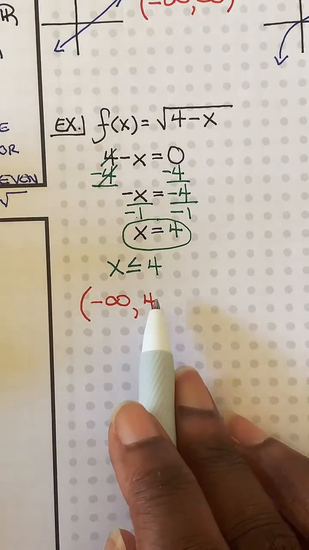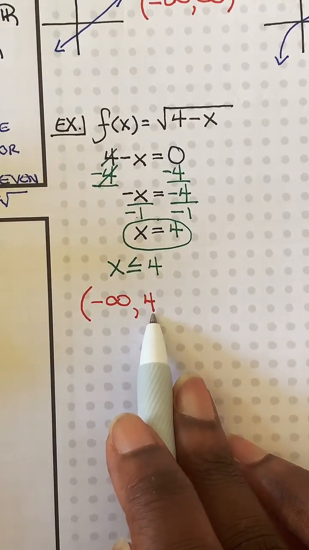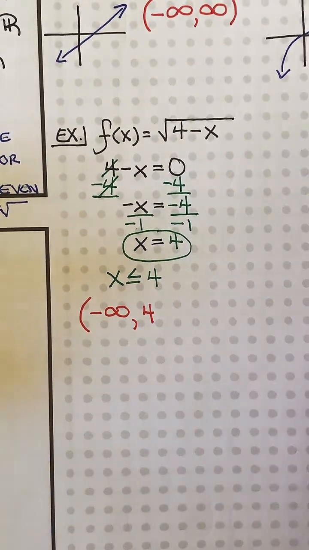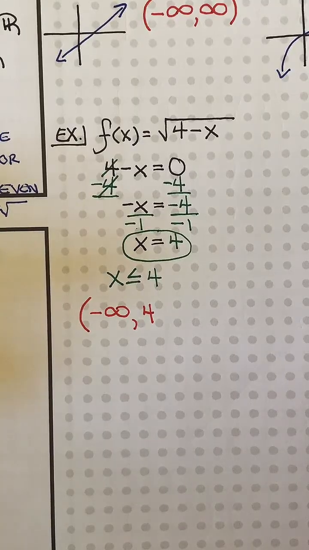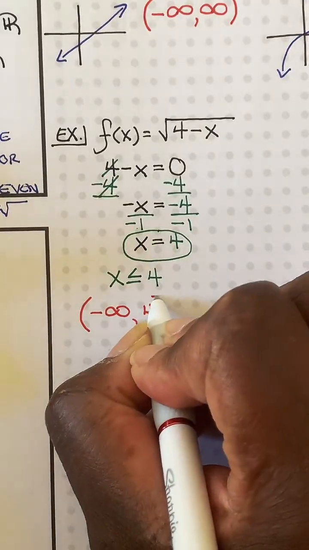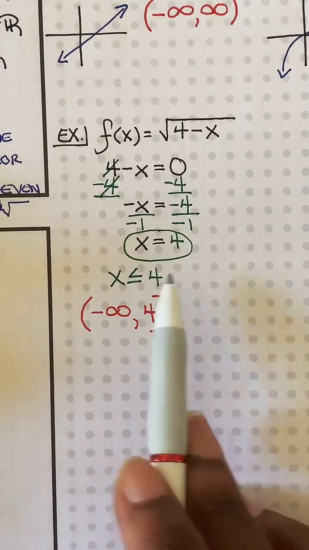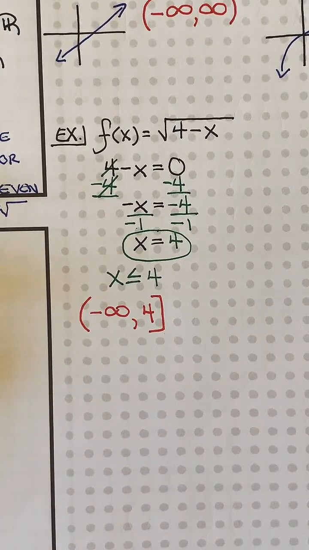Now the 4, it can include 4, because when I plug the 4 in for the x, I got 0. And the square root of 0 is 0, and that's perfectly fine. It's not giving me an imaginary number. So that means I'm including 4. When you include it, that means you give it a bracket. There we go.